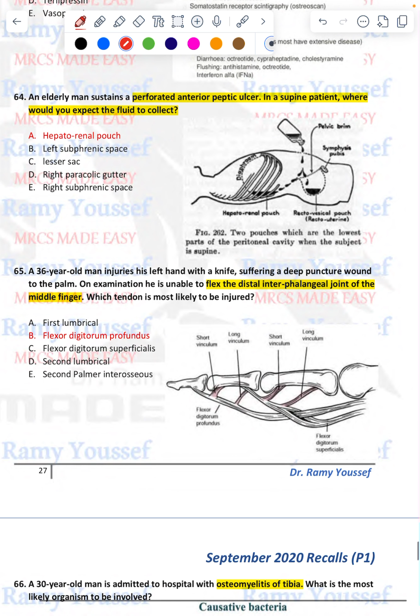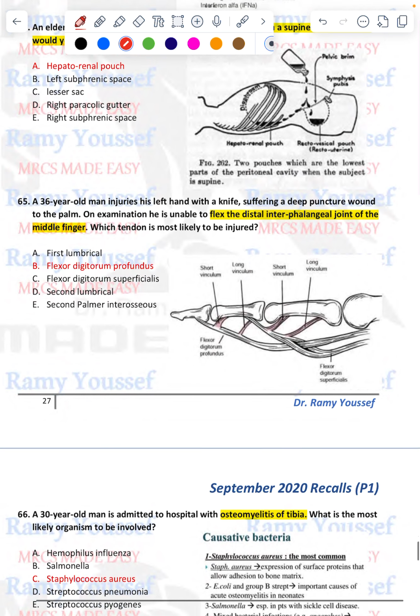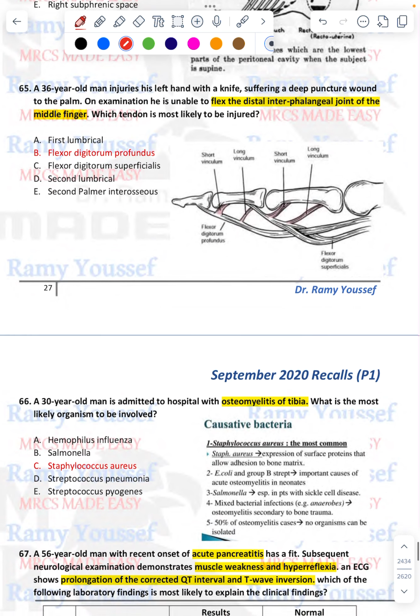A 30-year-old is admitted to the hospital with osteomyelitis of the tibia. What is the most likely organism? Osteomyelitis, the commonest organism is Staphylococcus aureus. It is blood spread.